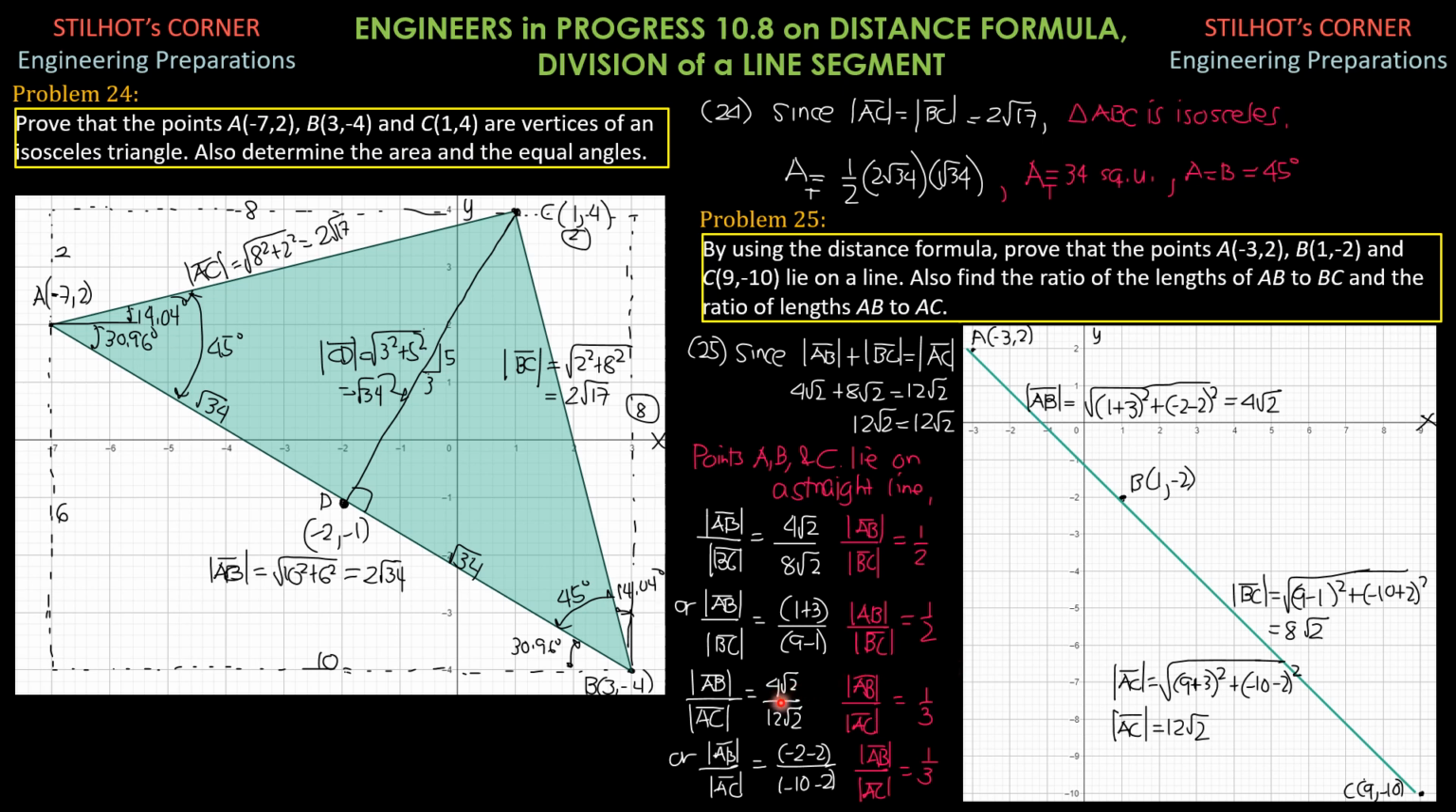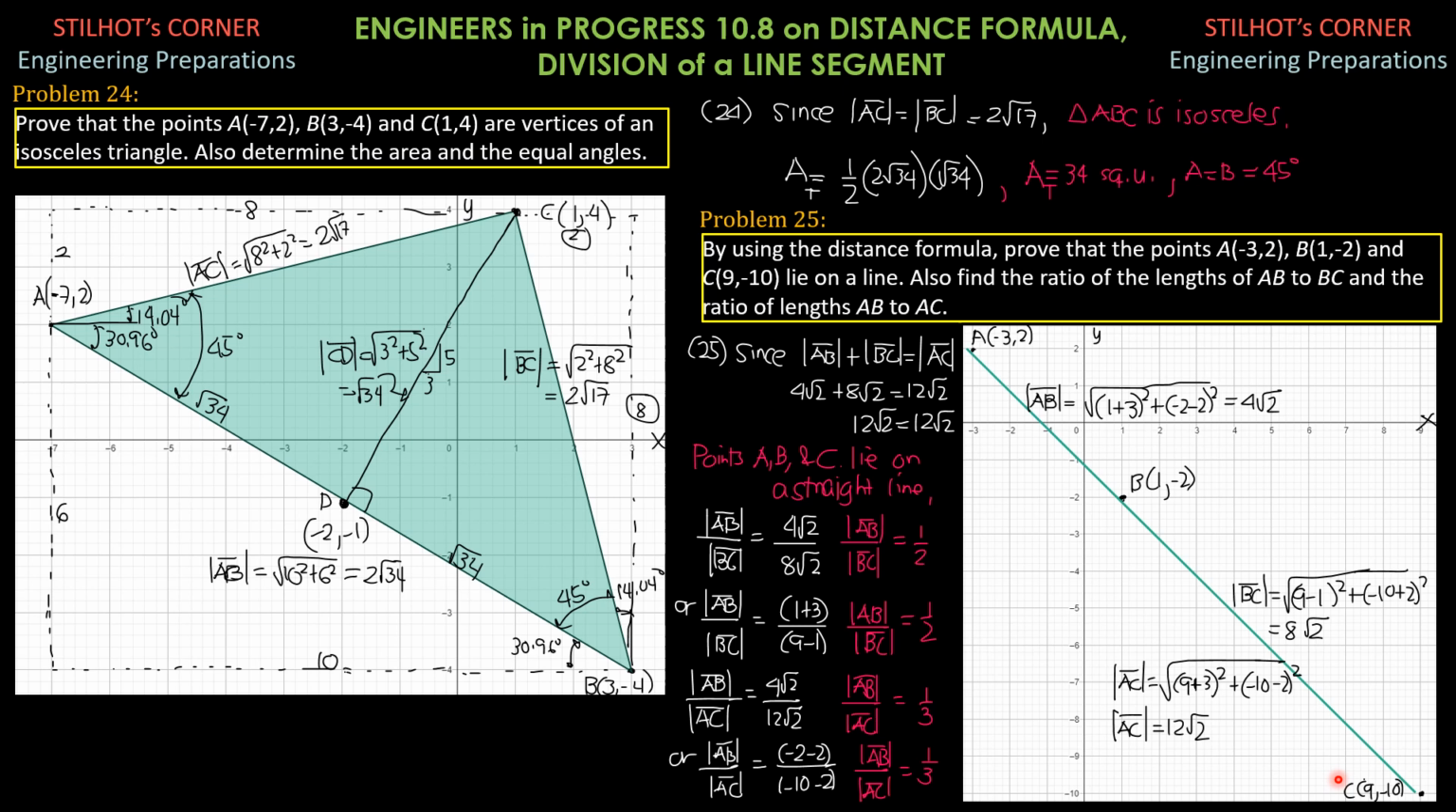Then for the ratio of AB to AC, AB is 4 square root of 2 units, while AC is 12 square root of 2 units, cancel square root of 2, 4 over 12 is 1/3. So AB over AC is 1/3. Then another solution, this time we use the vertical projection because we already used the horizontal projection. You can also use horizontal projection and show that the ratio of AB to AC is really 1/3.